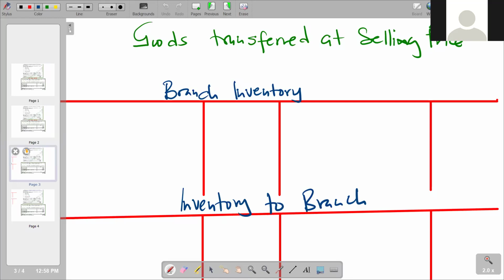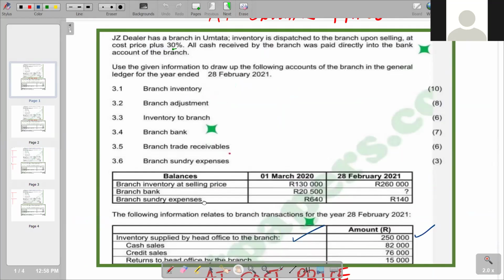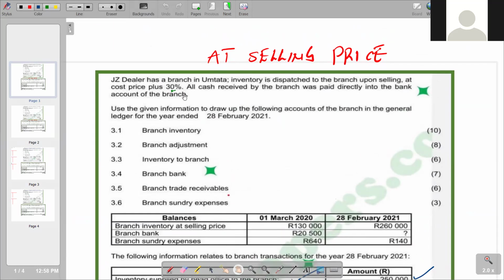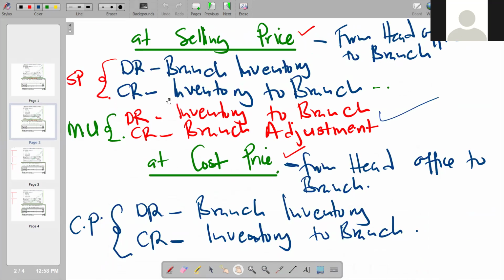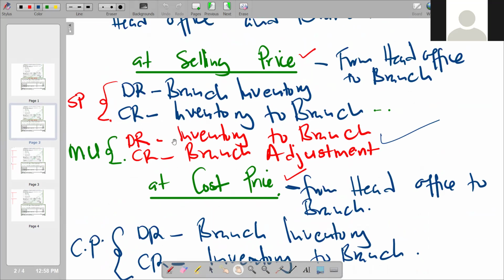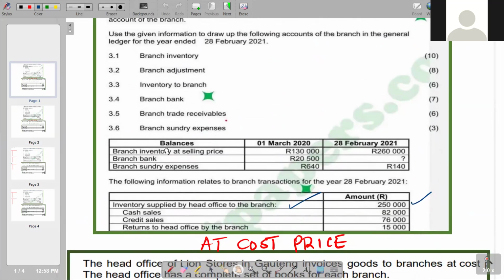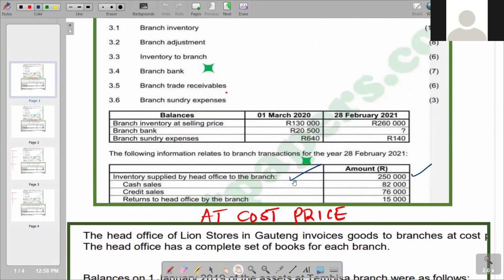So having the scenario that we have here, whereby our goods are being transferred at a cost price plus 30%, it means they are being transferred at selling price. So in that case, we are now making our double entry using the first double entry that we put there, whereby we are going to have two double entries. So we refer back and look at the first scenario that we are given, that we have got inventory supplied from the head office to branch. So this is a movement from head office to branch of 250,000.